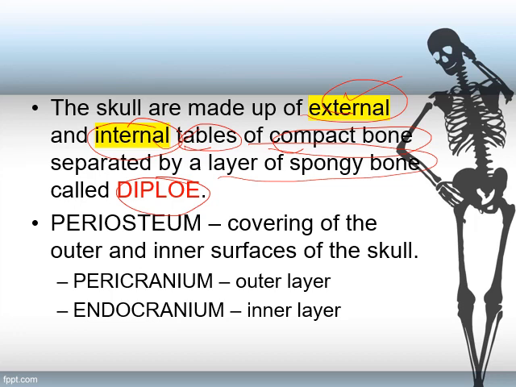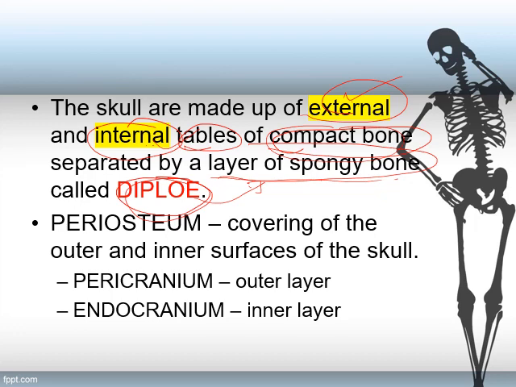So meaning, diploe is defined as a layer of spongy bone which divides the external and the internal tables of the skull. So the external and internal tables are made of compact bones. And between the external and the internal compact bones is a layer of spongy bone called diploe. So, we have mentioned the term diploe in the previous slides.